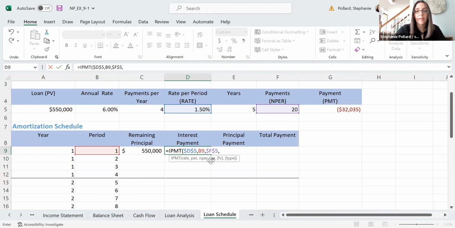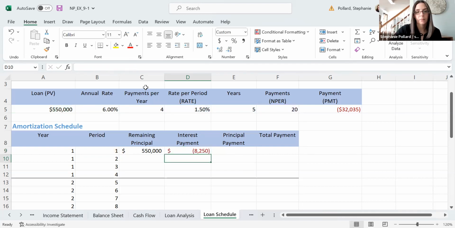When they say present value, they mean the starting loan amount in this case. So my starting loan amount is this $550,000. And again, that's not going to change, right? My starting loan amount is the same. So I'm going to go ahead and fix that cell as well. I'm going to leave off future value here because my goal is to get it to 0. And same thing for the type. It automatically inputs the 0. And then I hit enter.